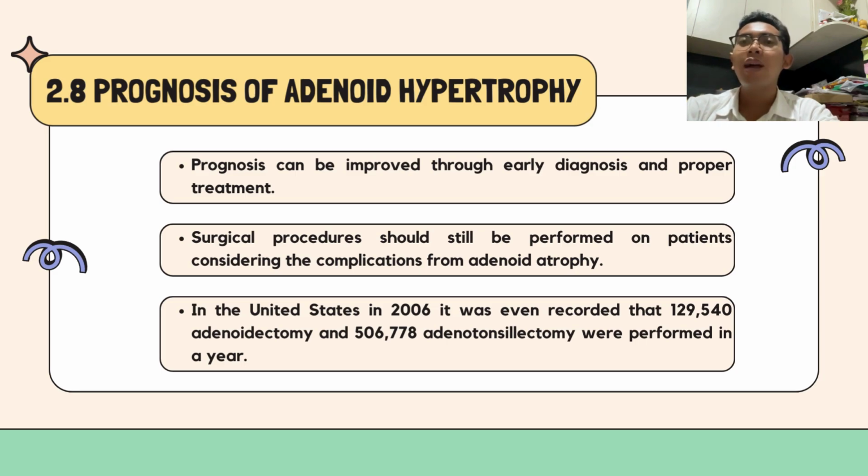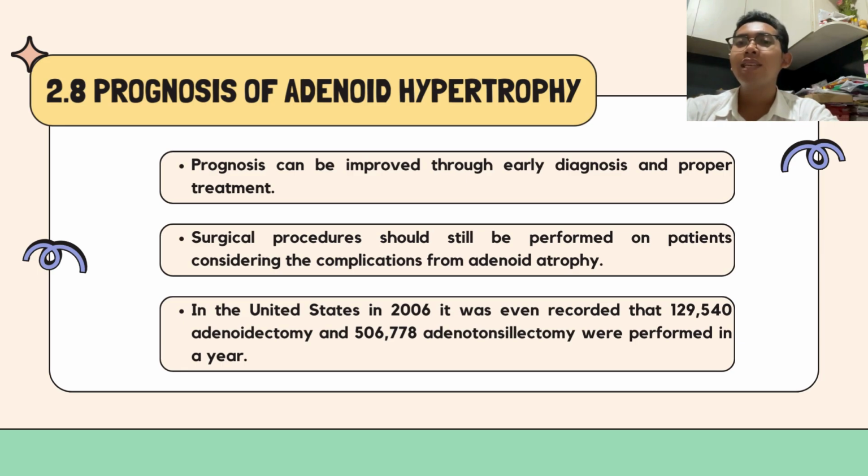The prognosis of adenoid hypertrophy can be improved through early diagnosis and proper treatment. Although adenoid hypertrophy is known as a self-limiting condition that will improve with age in adolescence and can even become adenoid atrophy, surgical procedures should still be performed on patients considering that complications from this condition have a serious impact on the patient's quality of life. There are two recommended surgical managements for adenoid removal, namely adenotonsillectomy and adenoidectomy.